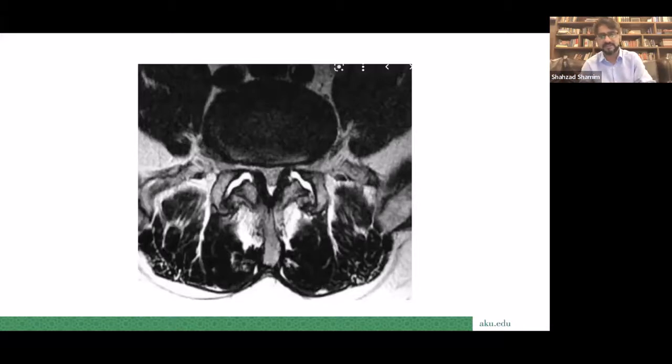So that's what we call neurogenic claudication, which is similar to vascular claudication in a lot of ways. Patients present with neurogenic claudication, not radiculopathy. Radiculopathy is when you have pain in the distribution of the nerve root. Stenosis is when you have claudication. Claudication is when you have walking difficulty and decreased walking distance due to stenosis.